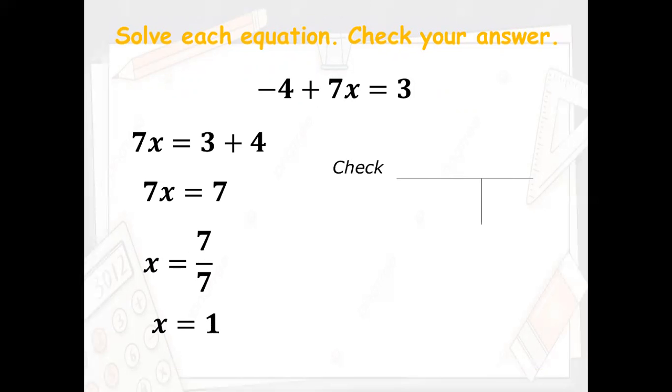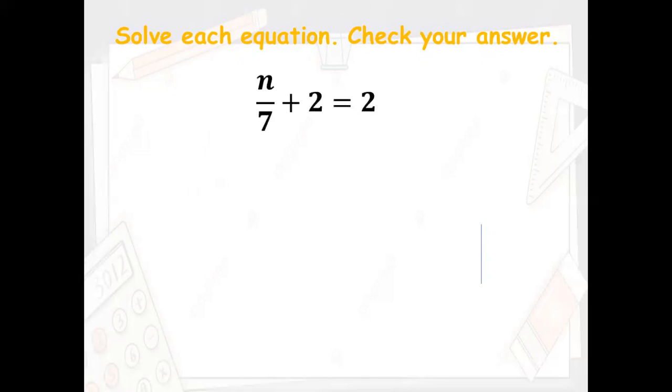Now if you want to check it, you can go ahead and check the same way which you have checked in the previous lessons. So first write the equation, that's -4 plus 7x equals 3. Then you replace x with the answer which you got. So that will give you a 7. So -4 plus 7 will give you, of course, a 3. That means both sides of the equation are equal, which means the answer we got is right.